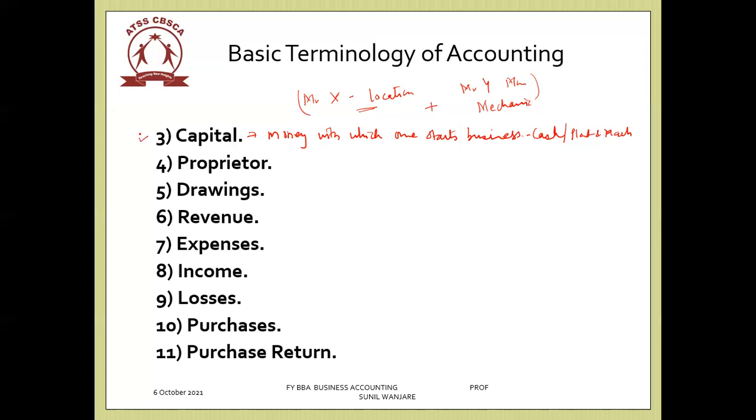Whatever capital has been invested, that is a liability for the company. So capital is a liability for the business where the capital is pumped in.